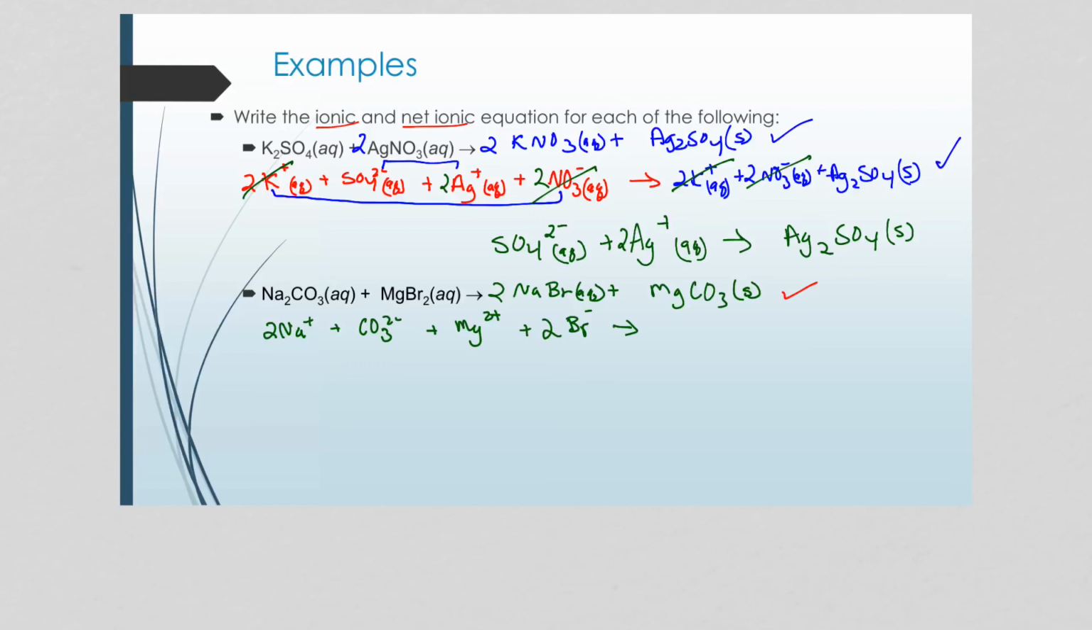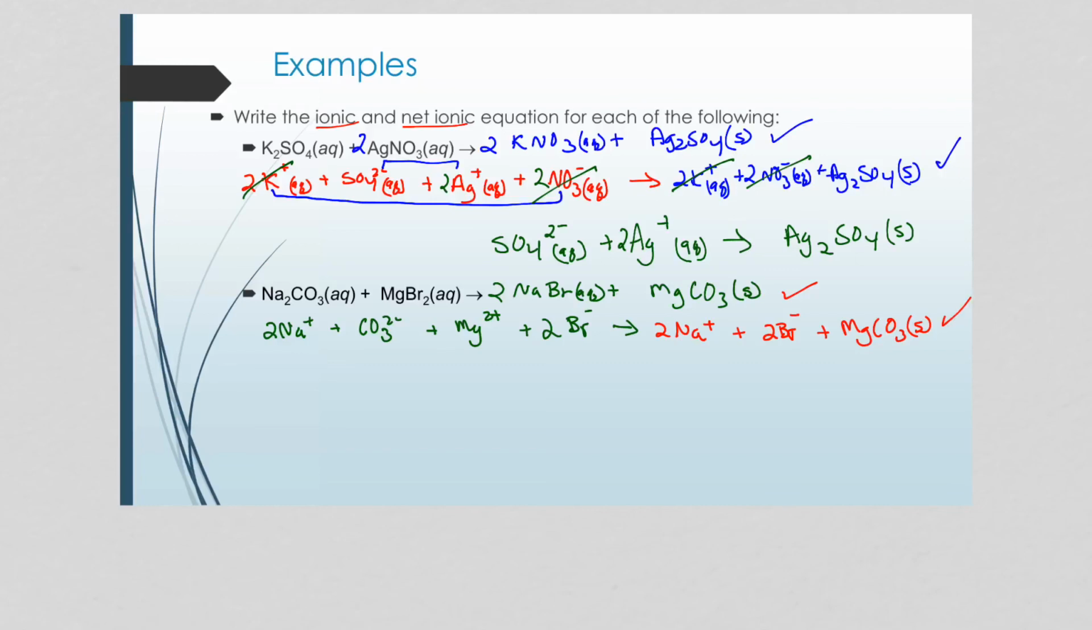Now we can break that down into our complete ionic equation. So we already have the first half. So let's finish the product side. So the sodium bromide will give me 2 sodium plus ions plus 2 Br minus ions that of course are aqueous, but I'm just not going to show it. And my magnesium carbonate precipitate stays as a solid. So here's my complete ionic.